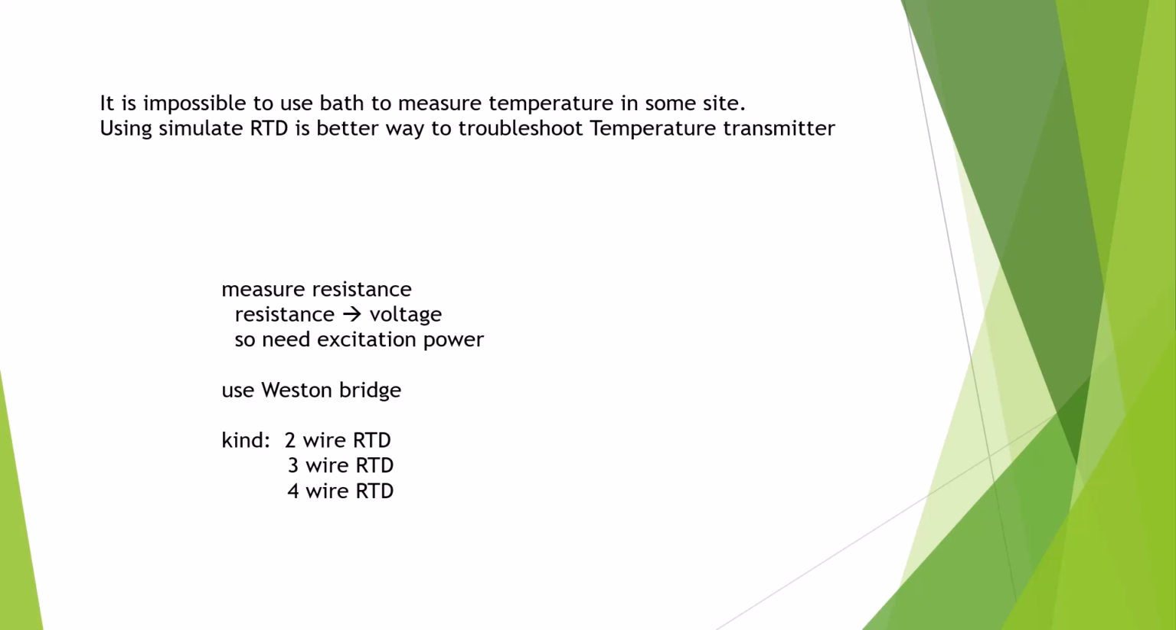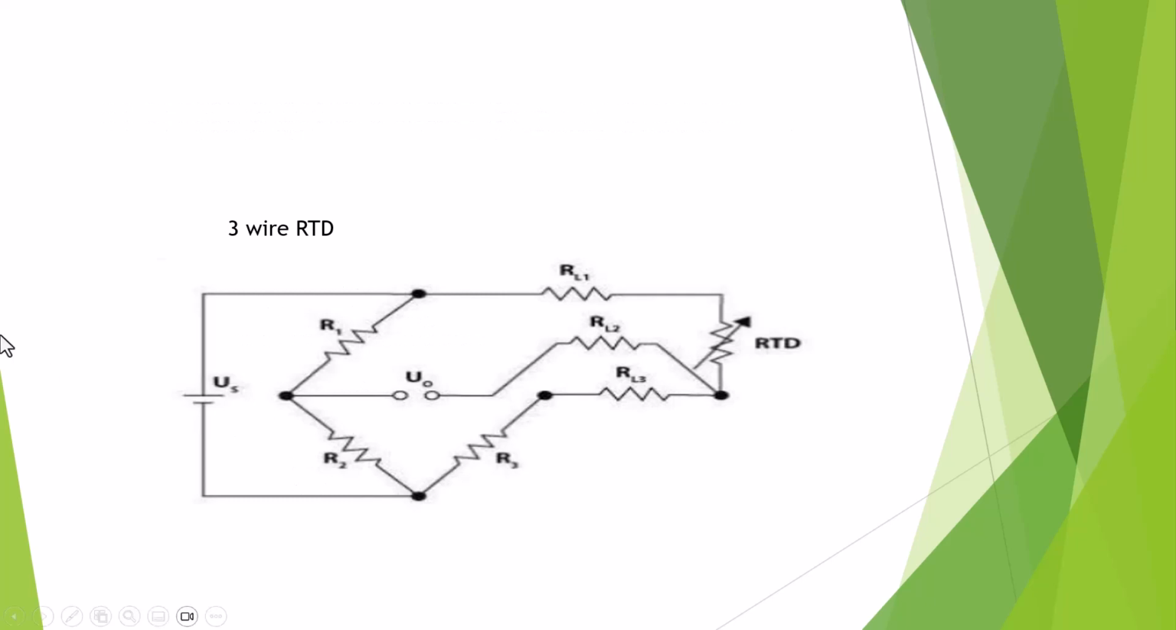RTD is used just to measure temperature. It measures resistance. If you want to convert the resistance to voltage, you need exciting power. RTD just measures resistance, but it uses the voltage drop in the device. RTD uses a Wheatstone bridge, looks like this.